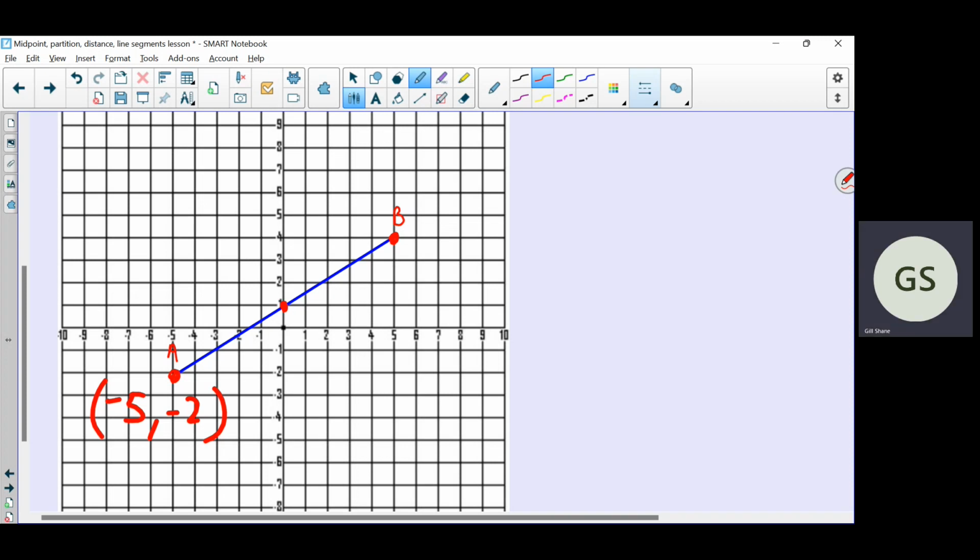Yeah, I like him. Didn't even hesitate. He got up to look at it. 5, 4. Perfect. So it's always X first. This is a quick reminder: X first, Y second. X and Y. So those are my 2 numbers for endpoints.